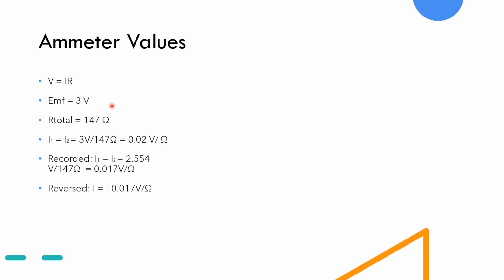Using our known values of resistance and battery, we found that our expected value should have been 0.02, but in reality it was closer to 0.017. But also, if you were to reverse these, it would just end up being the negative version of that number.